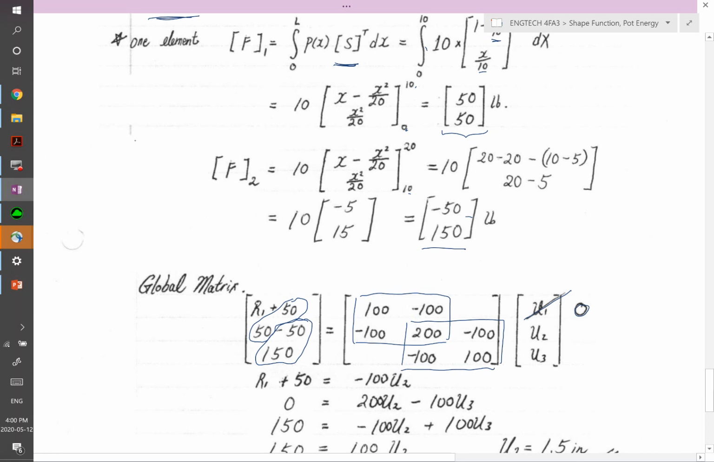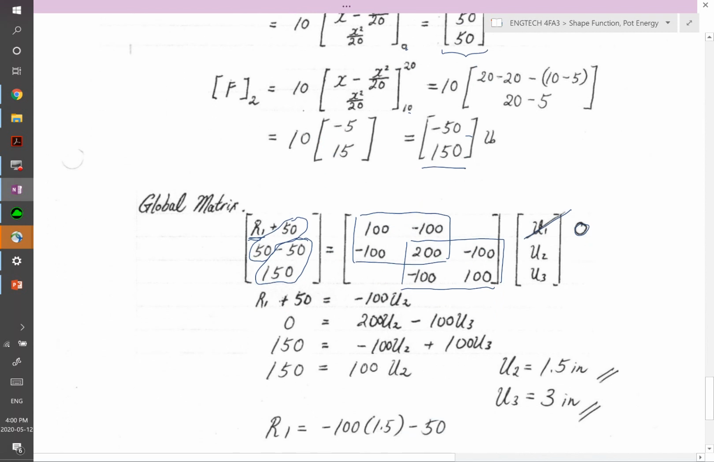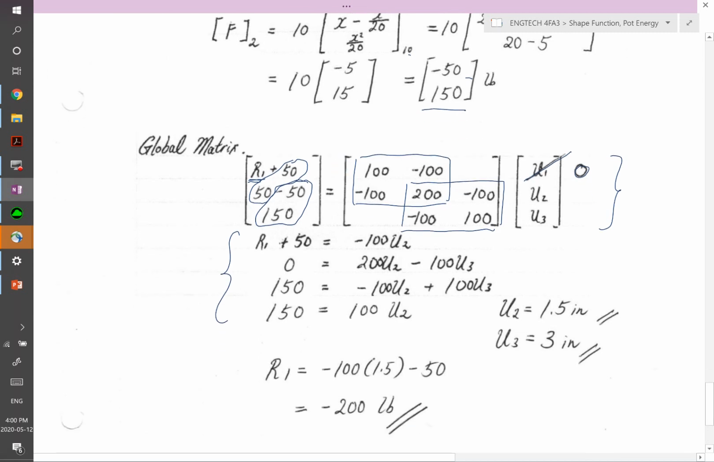We know there's a reaction force holding the rod against the wall, so when I'm pulling the force acting on it, that reaction force is keeping the rod in place, so we need to put a reaction force there. Now we have 3 equations and 3 unknowns. We can solve that with a few row reductions, and we find U2 is 1.5 inch and U3 is 3 inches. We plug in those numbers, and we have a reaction force of negative 200 pounds pulling on the rod, so the rod stays in place.